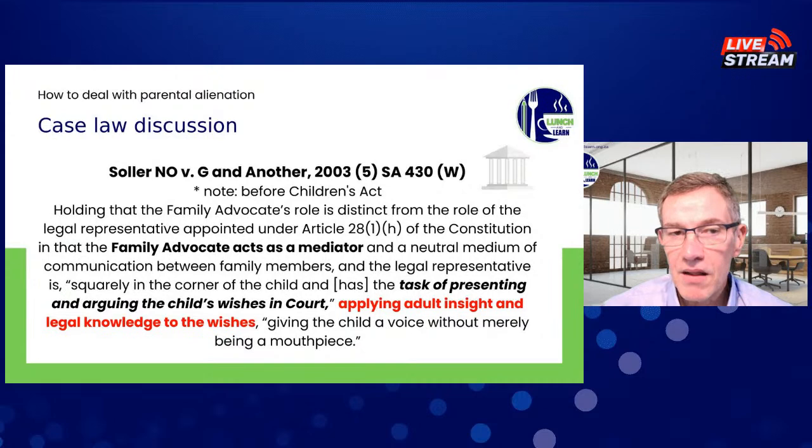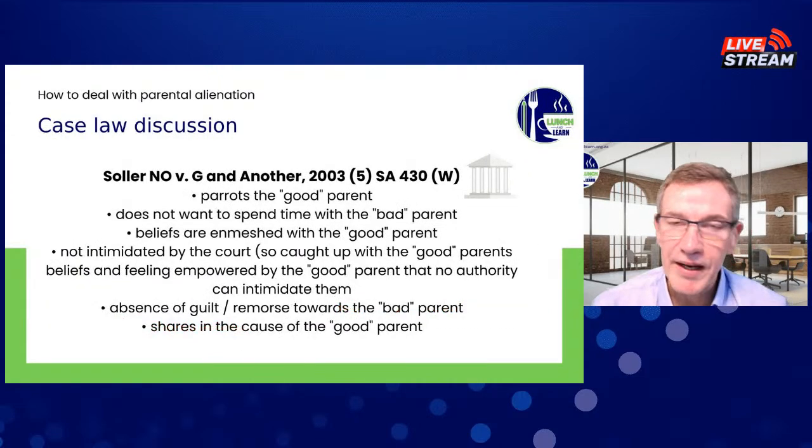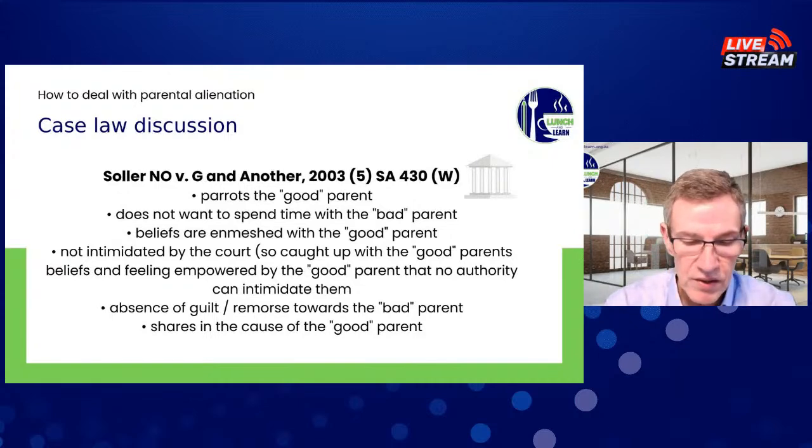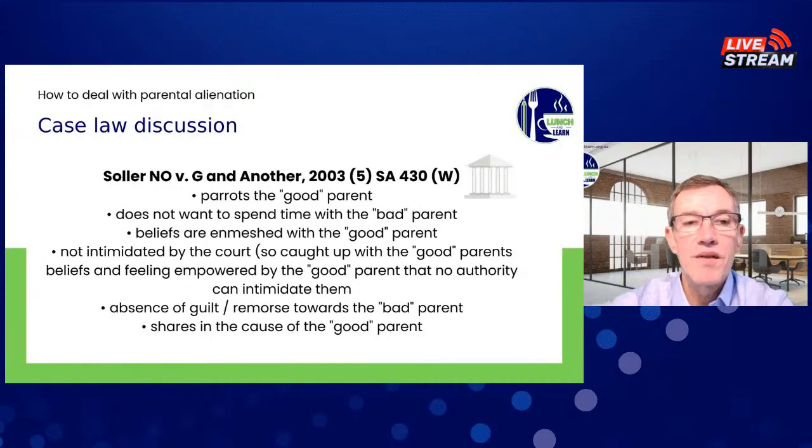So what had happened in this Solar case, which was quite interesting, the child did not want to have anything to do with the bad parent. It was evident through evidence that was led that the child parroted the good parent to a T. Everything that the good parent said, it was mimicked, and it was parroted by the child.